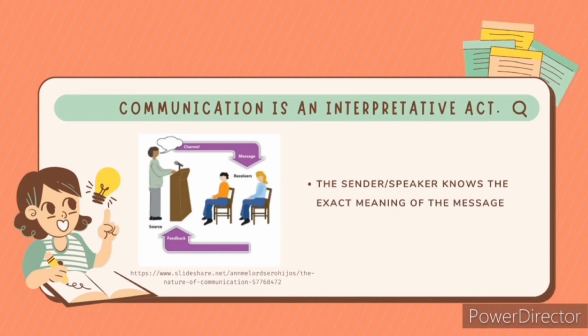So now, we already know its meaning. Let's begin with communication as an interpretative act. The sender or the speaker knows the exact meaning of the message. It means that the sender or the speaker as a source has the absolute idea of what the meaning of the message being transmitted or conveyed is.